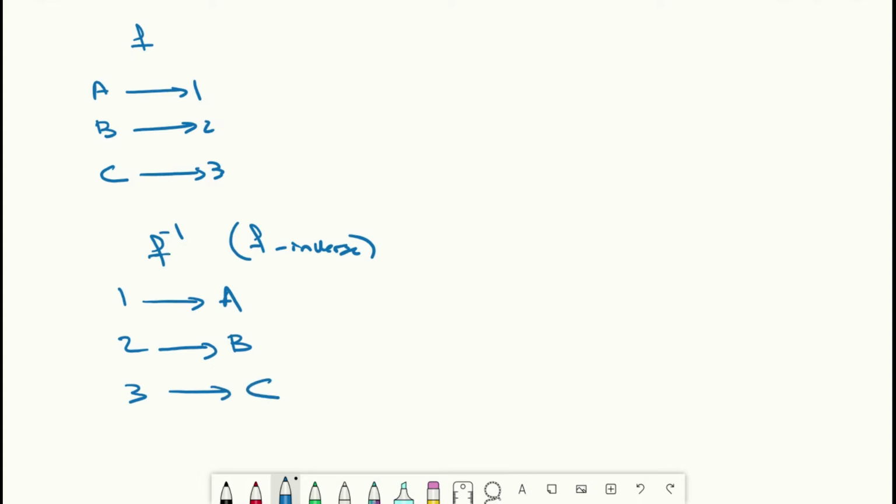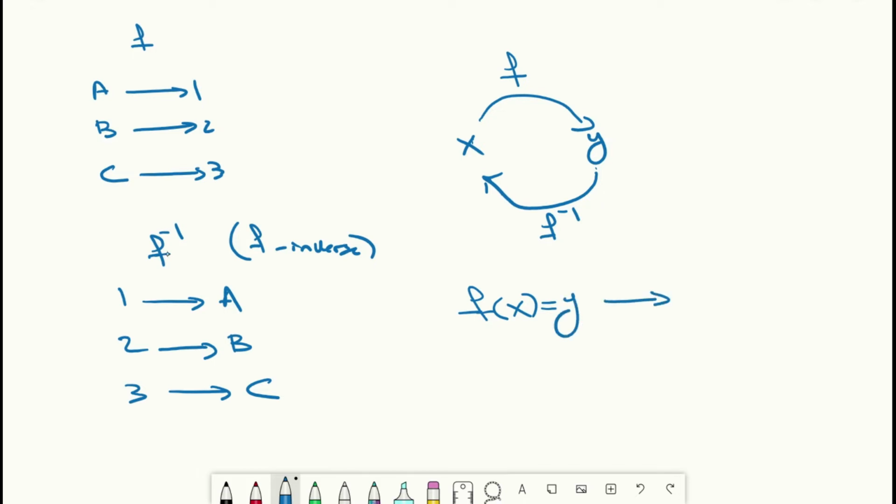C. So in other words, you start with some input x, you apply the function f to it, right? You get some output y, and then what f inverse does is if you apply it to the output y, it'll send you back to x, right? So in other words, f of x equals y is equivalent to, or if and only if, f inverse of y equals x, right?